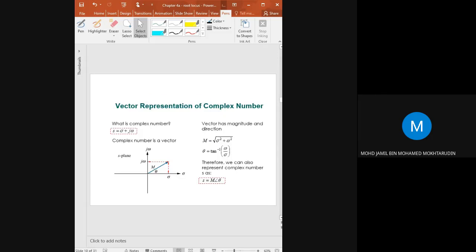Okay, so we go into learning how to represent a complex number using a vector. So let's say you have a complex number s equals sigma plus j omega. Sigma here is the real part of your complex number, omega is the imaginary part, and j is the imaginary number. So j basically equals the square root of minus 1. In your mathematics class, maybe we use the symbol i, so another symbol we can use is j.